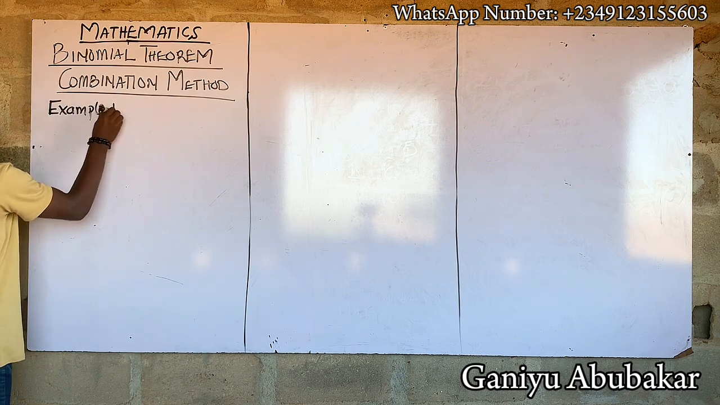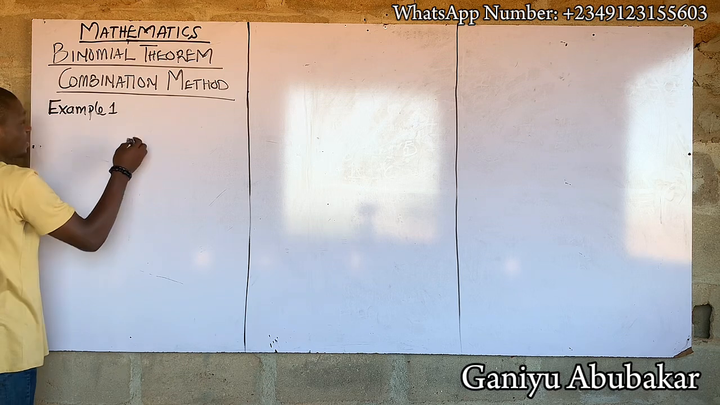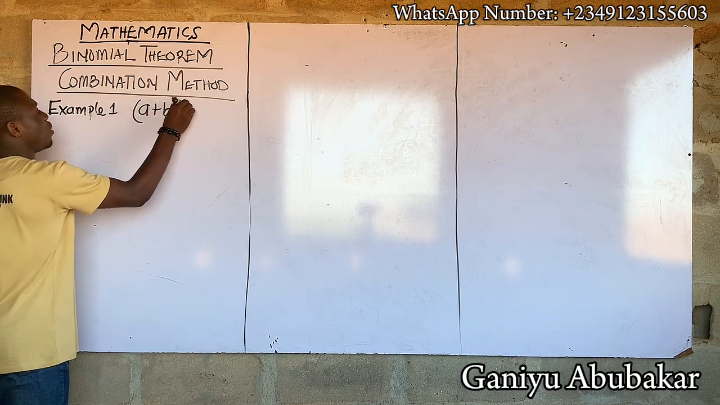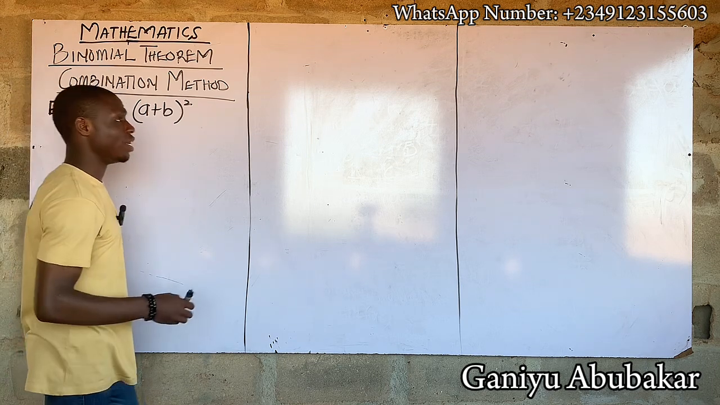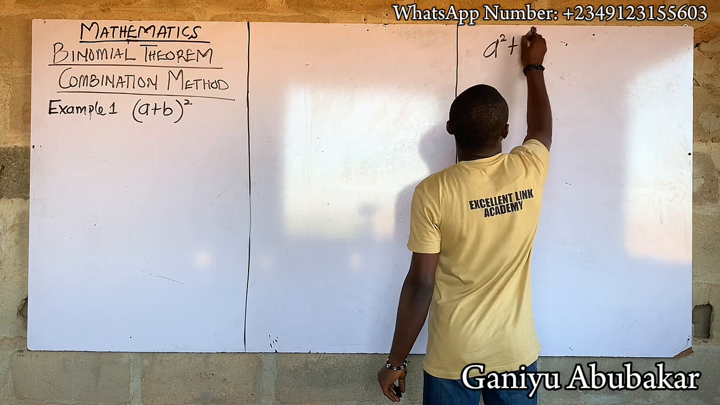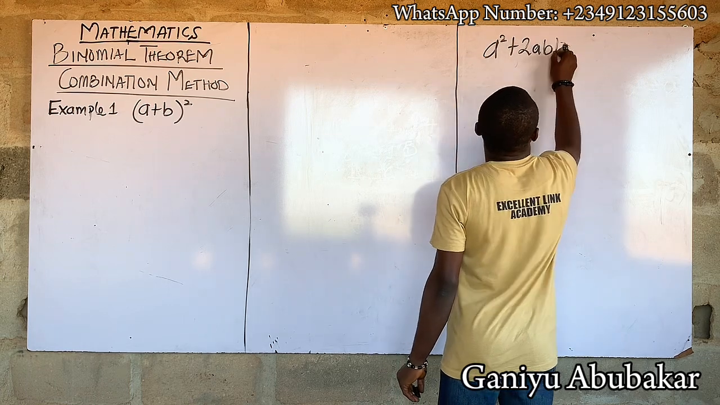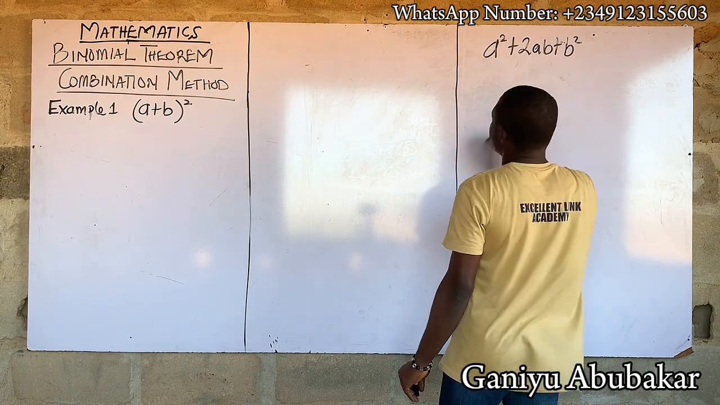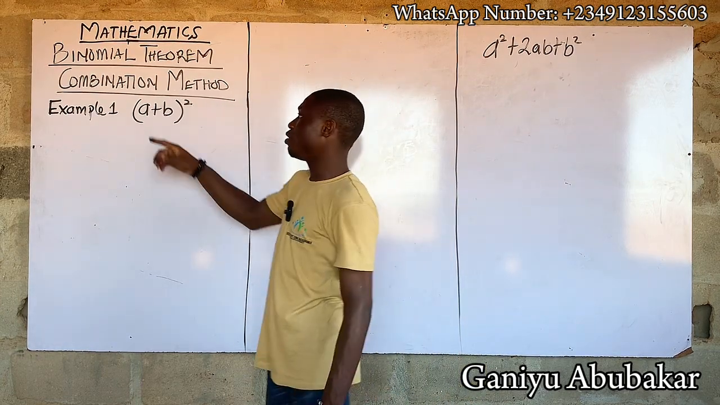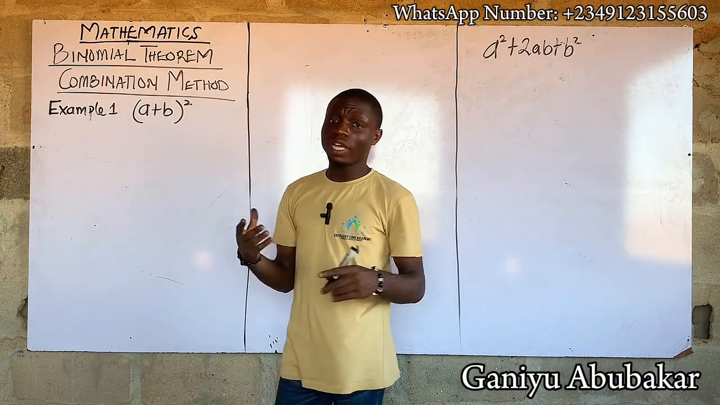Example 1. Let's say, for instance, I have (a plus b) all squared. We know that if I expand this, I'll have my value as a squared plus 2ab plus b squared. Let's now use the combination method and see what we get.